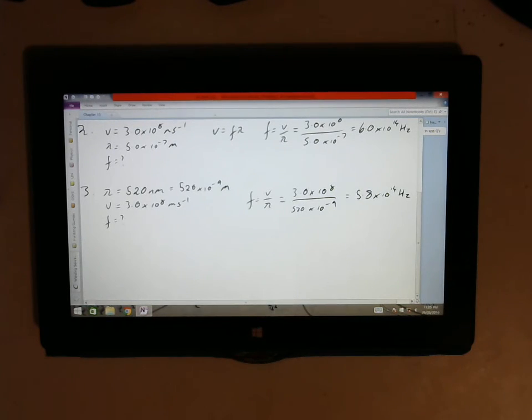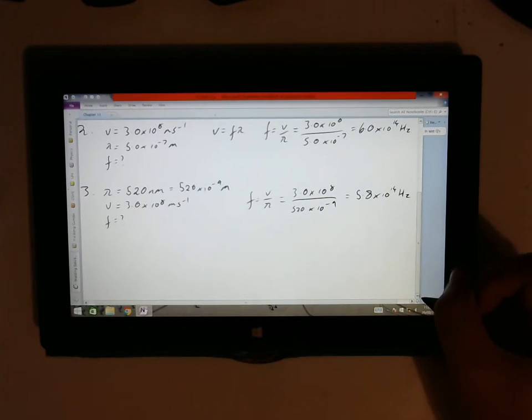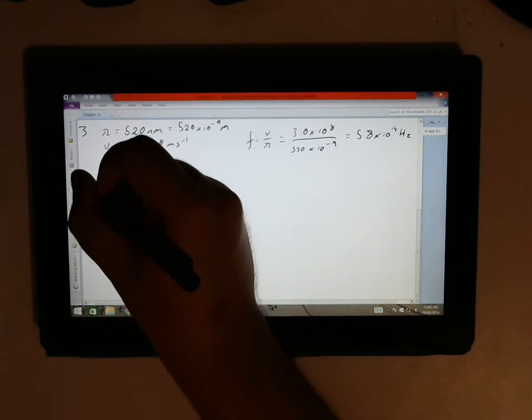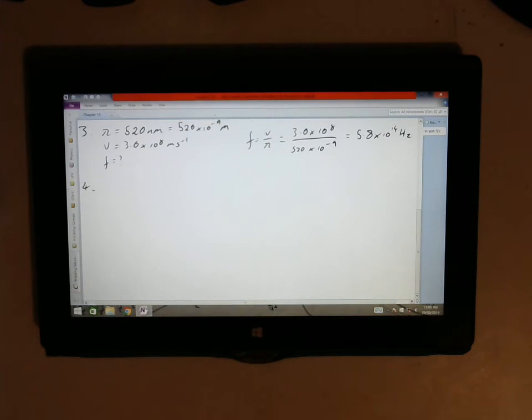Okay, so try it out with a couple of different wavelengths as well if you wish to. Let's move on. Question 4. So here now we've got back to some numbers. The frequency of a 5.0 meter sound wave in water is 300 hertz. What is the speed and the period of the sound wave in the water?